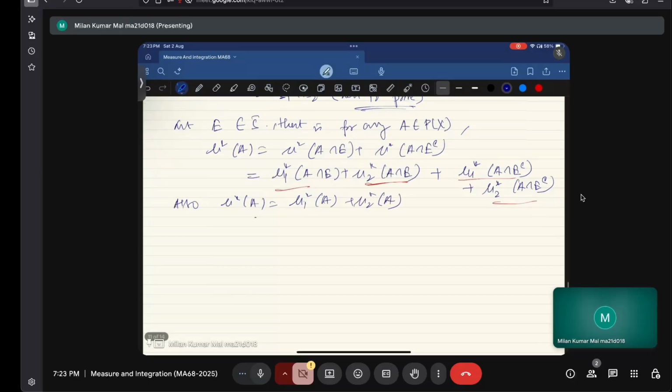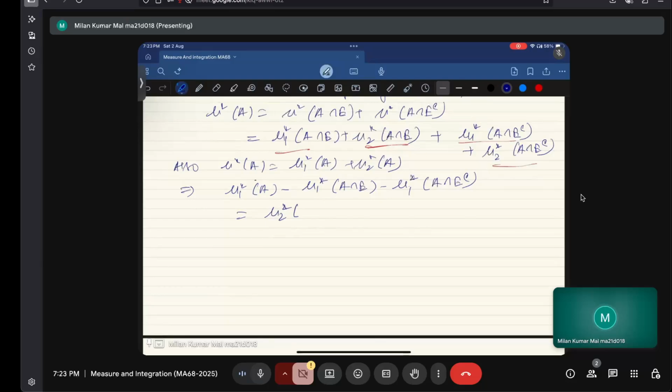Okay, so that means what we can say is that mu1 star A minus mu1 star A intersection E minus mu1 star A intersection E complementary is exactly equal to mu2 star A intersection E, or one can write that it is equal to minus of mu2 star A minus mu2 star A intersection E minus mu2 star A intersection E complementary.